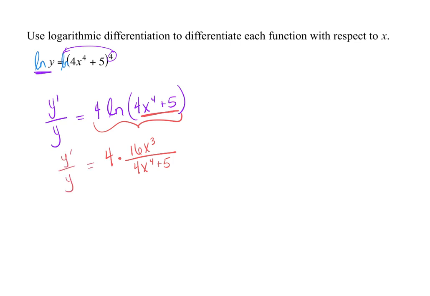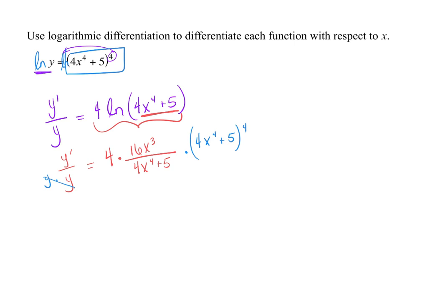Well, what am I solving for? I'm solving for y prime, right? That's what I'm solving for. And so I need to multiply both sides by y to get rid of it and to get y prime by itself. So I'm going to multiply the left side by y, and I'm going to multiply the right side by y. But instead of writing y, I'm going to write what y was originally. y was 4x to the 4th plus 5 to the 4th.